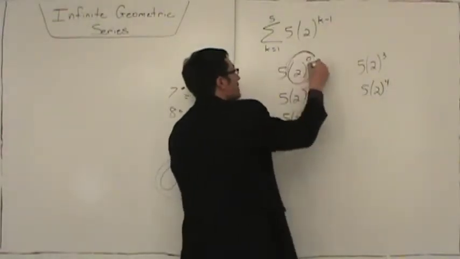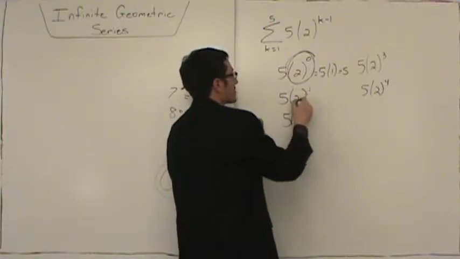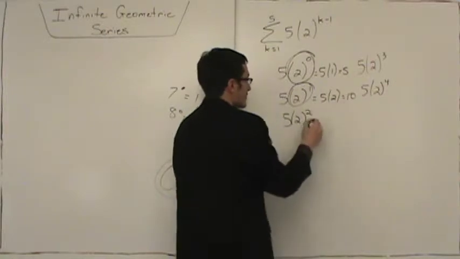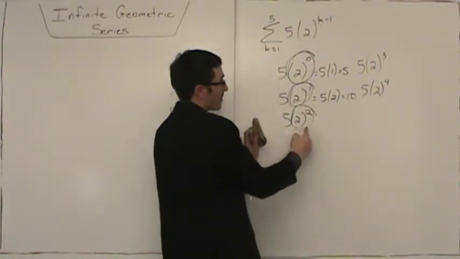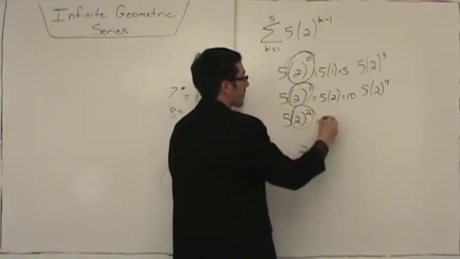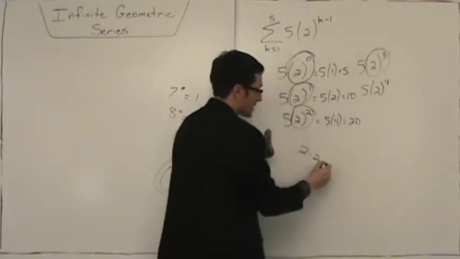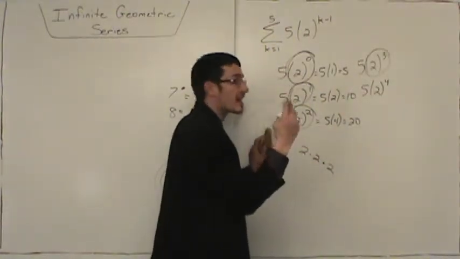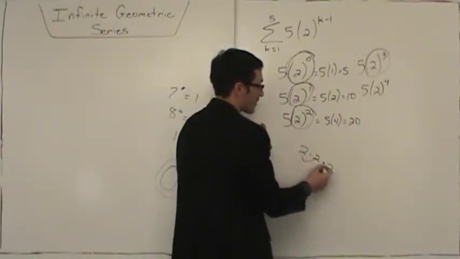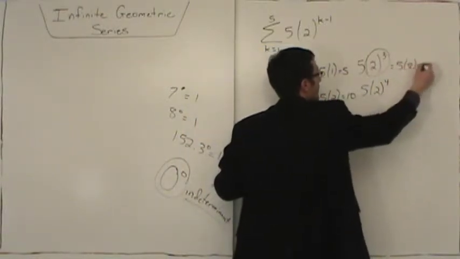2 to the 0 is 1, so we get 5 times 1, which is 5. 2 to the first is 2, so we get 5 times 2, which is 10. 2 squared means 2 times 2, which is 4, so we get 5 times 4, which is 20. 2 to the third means 2 times 2 times 2, 2 times itself 3 times. Remember, 2 to the third is not 6. 4 times 2 is 8, so we get 5 times 8, which is 40.